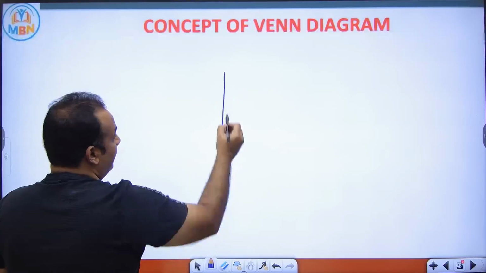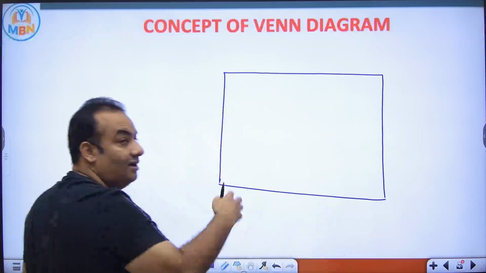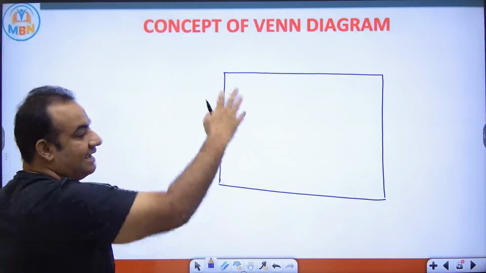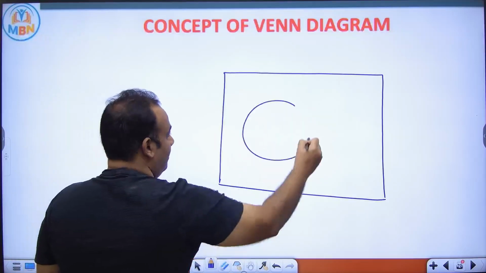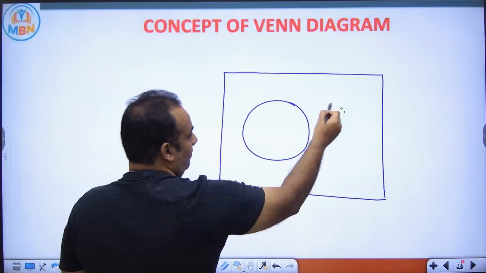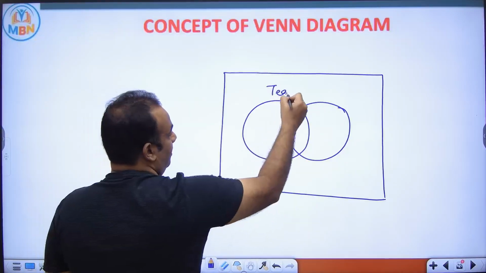You will take a rectangle where we are representing all our elements. So this rectangle actually represents the universal set. So let some people drink tea. So I make the first circle for tea. Some drink coffee. So I'm making another circle for coffee. So let this be tea, this be coffee.